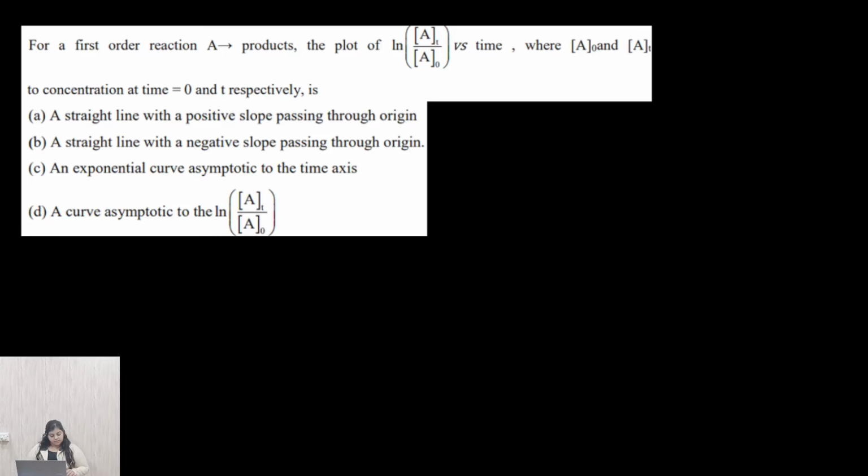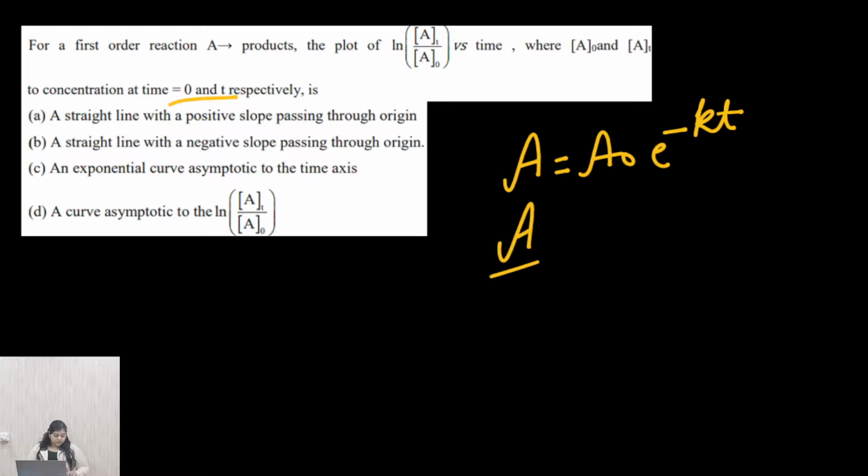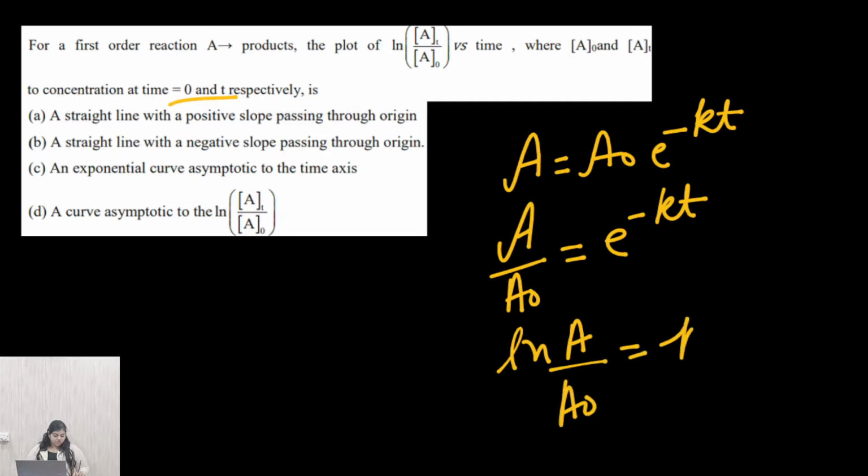Next, we have this question. For a first order reaction, the plot of At upon A0 versus the time, where A0 and At are the concentrations at time t equal to 0 and at time t respectively. For a first order reaction, we have A is equal to A0 times e raised to the power of minus kt. A upon A0 is equal to e raised to the power of minus kt. Natural log of A upon A0 is equal to minus kt.